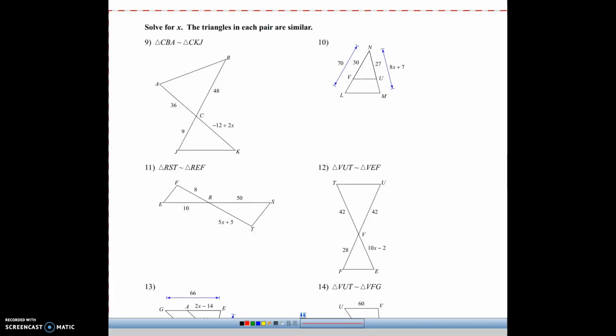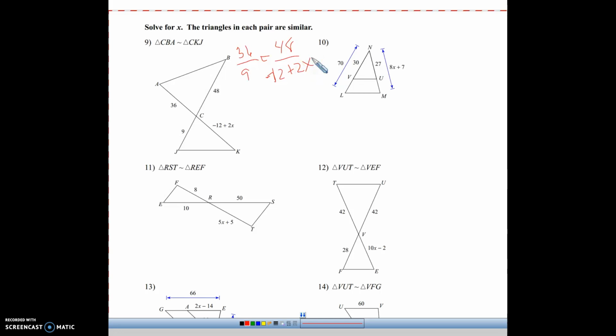In this next set of problems, they tell you that the triangles are similar and they want you to solve for x. So in similar triangles, side lengths are proportional. So we're going to set up proportions to solve for my missing side lengths. So I'm going to take this side AC, which is 36, over JC, which corresponds with AC. JC is 9, equals, and if I started in this triangle, I have to start in this triangle again, so 48. That's BC. BC goes with KC, which is negative 12 plus 2x.